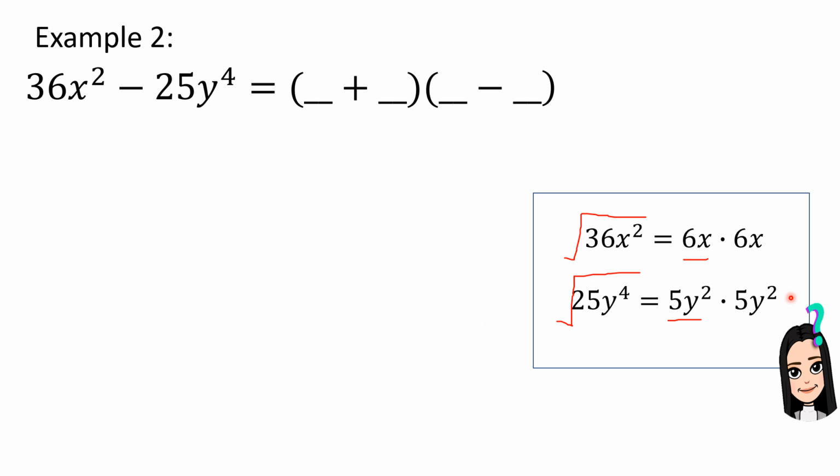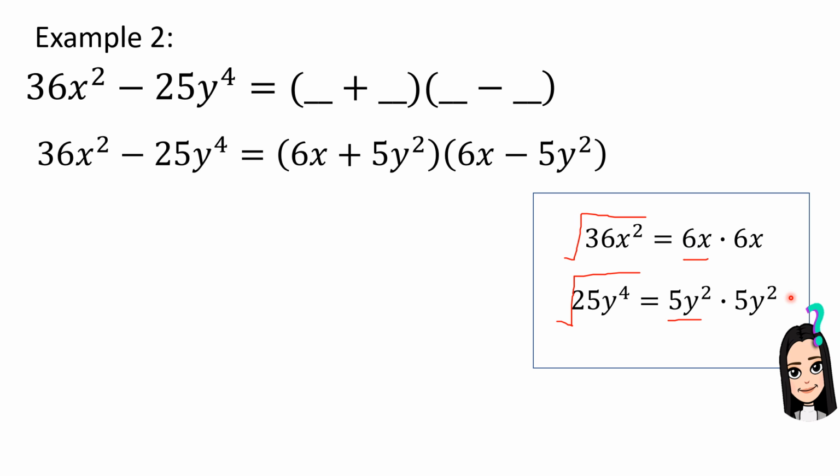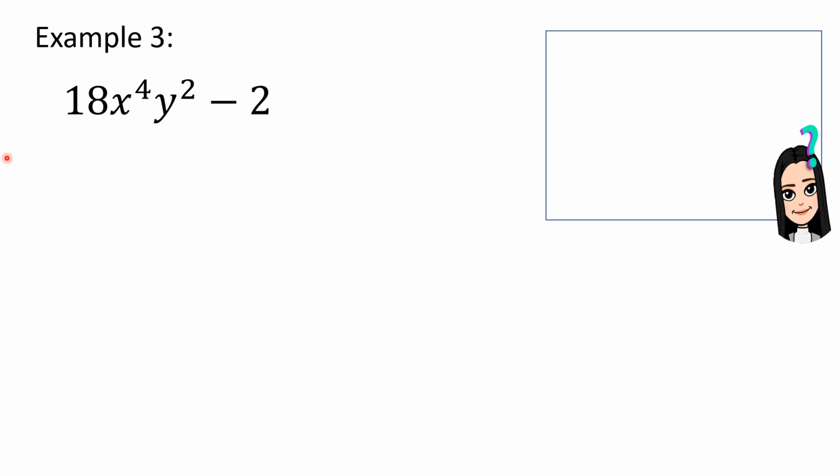Okay, next, let's proceed to our final answer. You just plot 6x from here, another 6x from here, then 5y squared, then your other 5y squared. So the factored form of 36x squared minus 25y exponent of 4 is the quantity of 6x plus 5y squared times the quantity of 6x minus 5y squared. So that is our final answer. Next, let's proceed to our example number 3.